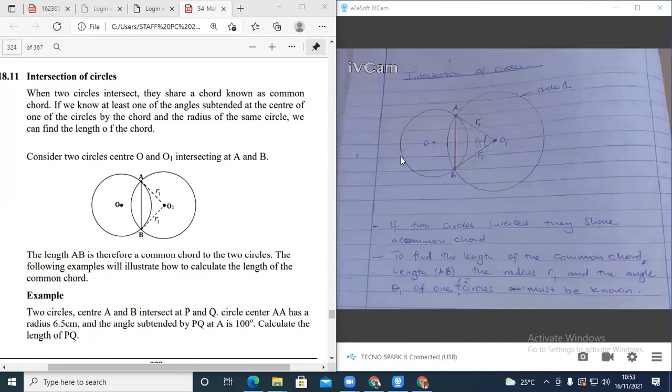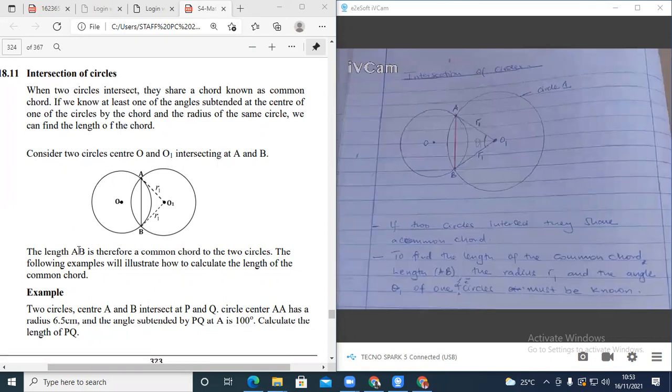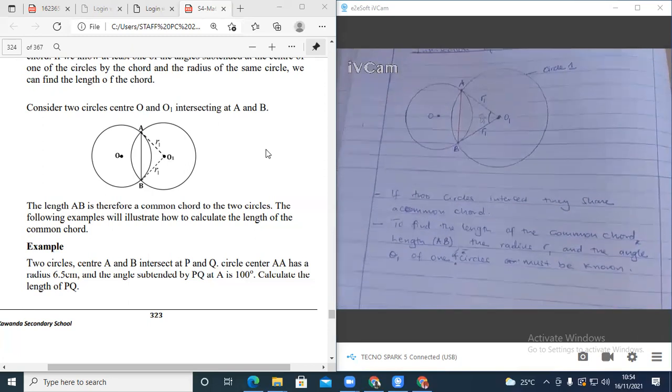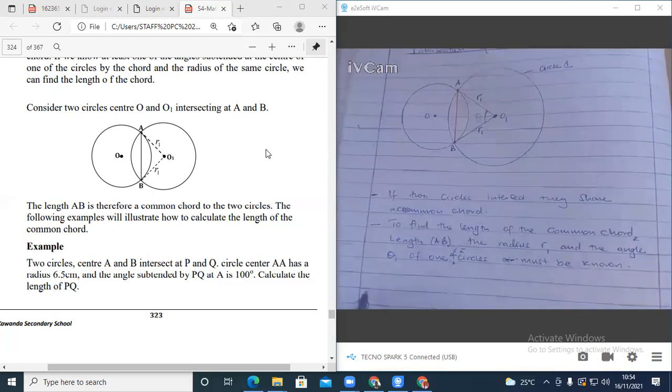So here in our notes, they are saying that the length AB is a common chord of the two circles. The following examples will illustrate how to calculate the length of the common chord. So let us see exactly how we calculate the length of the common chord using these examples. We have an example there, so we can write example.